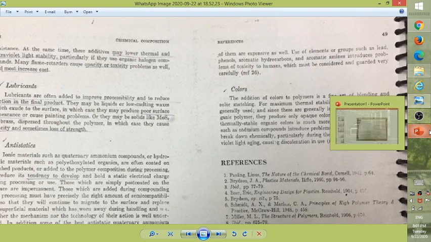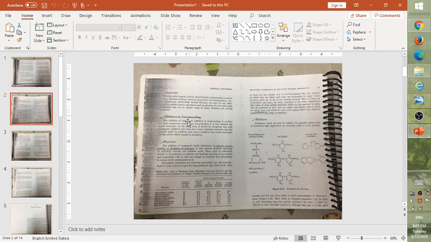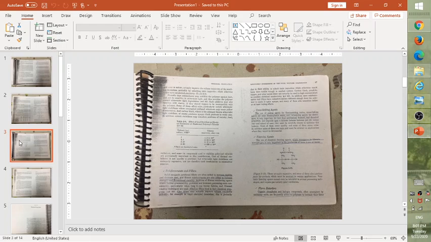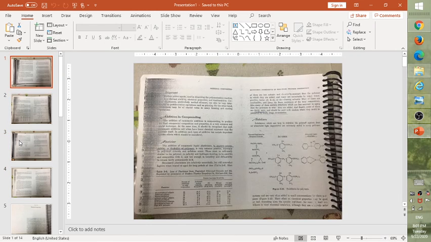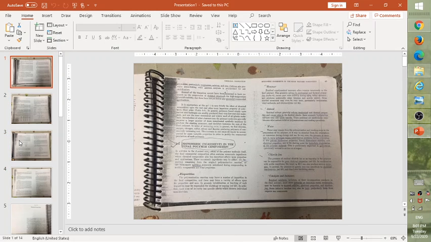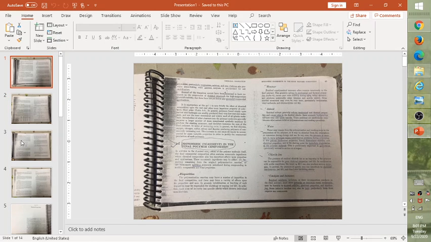So when you are writing about additives in compounding, you should mention these topics: 1, 2, 3, 4, 5, 6, 7, 8, 9, 10. So 10 topics here, and I think 1, 2, 3, 4, 5, 6 topics there. Total 16 topics you have to write in explaining the additives in the final polymeric composition. If you write these 16 points, you get 16 marks.